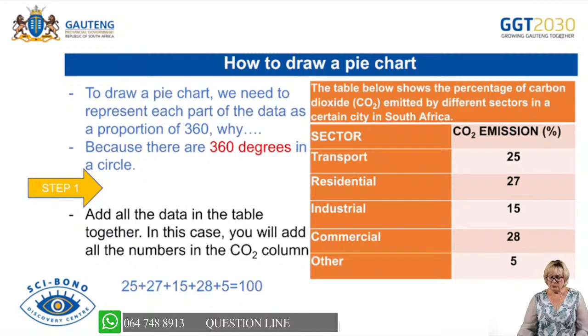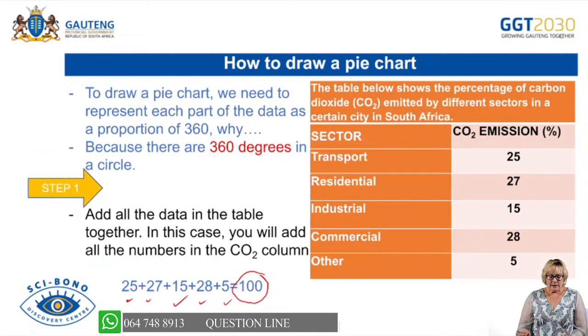So now let's look at our table. We have a table, and it says the table below shows the percentage of carbon dioxide emitted by different sectors in a certain city in South Africa. And then there are the culprits. It's transport, residential, industrial, commercial, and other. And they say that is the percentage emissions. All right. Now this one is easy because if you add all these numbers up, if you add 25, 27, 15, 28, and 5, you actually get 100. All right. So now you must go and divide your circle to represent those values.